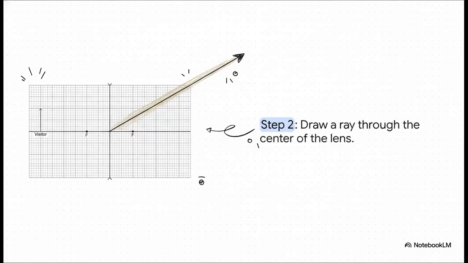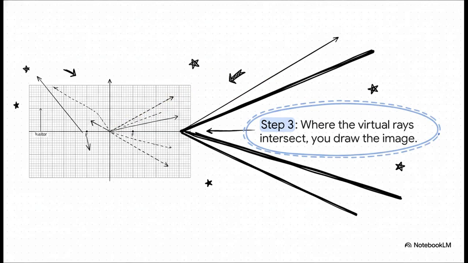For our second ray, and our second mark, the rule is super simple, probably the easiest one to remember. You draw another straight line from the top of the object, but this time, you aim it right through the dead center of the lens. This ray is special. It just goes straight through. No bending, no nothing.